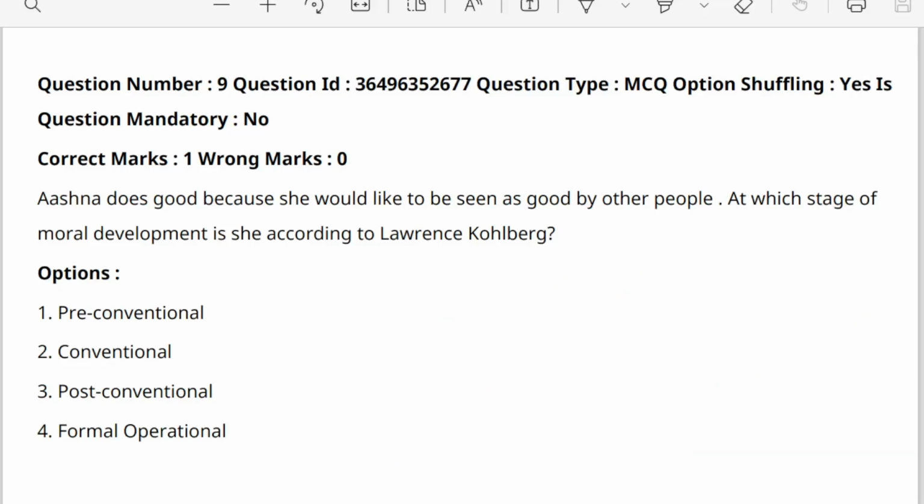If we look at the question, Ashna wants to be seen as good by other people. She is in the conventional stage. This question could also have been given at the sub-level, saying that it's either good boy good girl, or law and order, or obedience and punishment. There the answer would have been good boy, good girl stage.